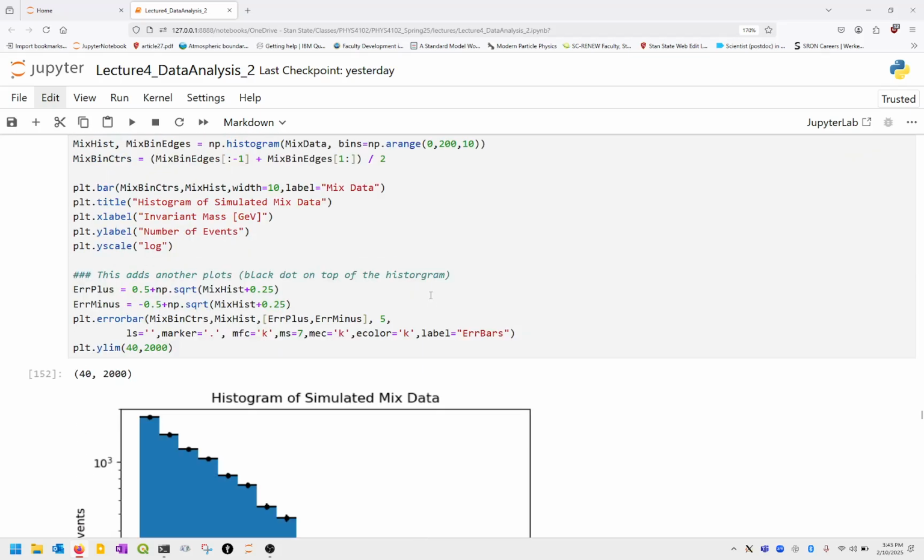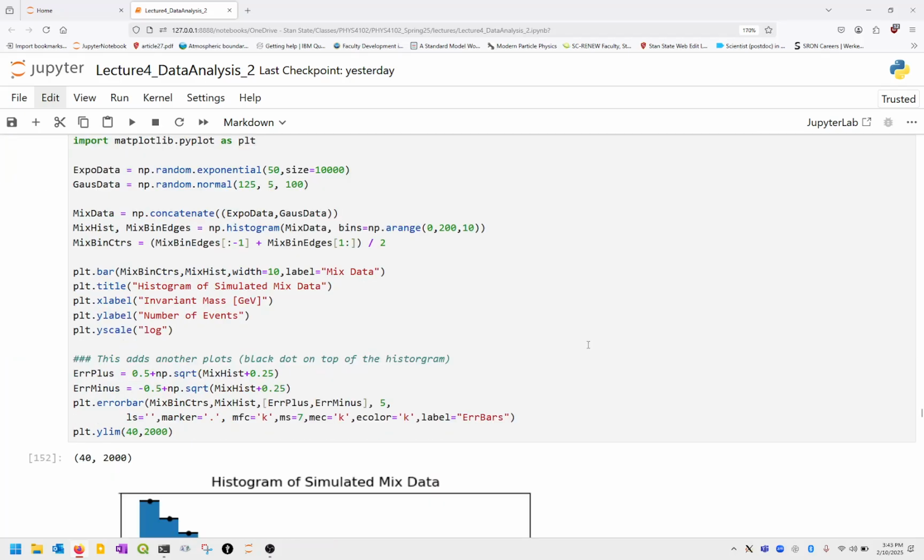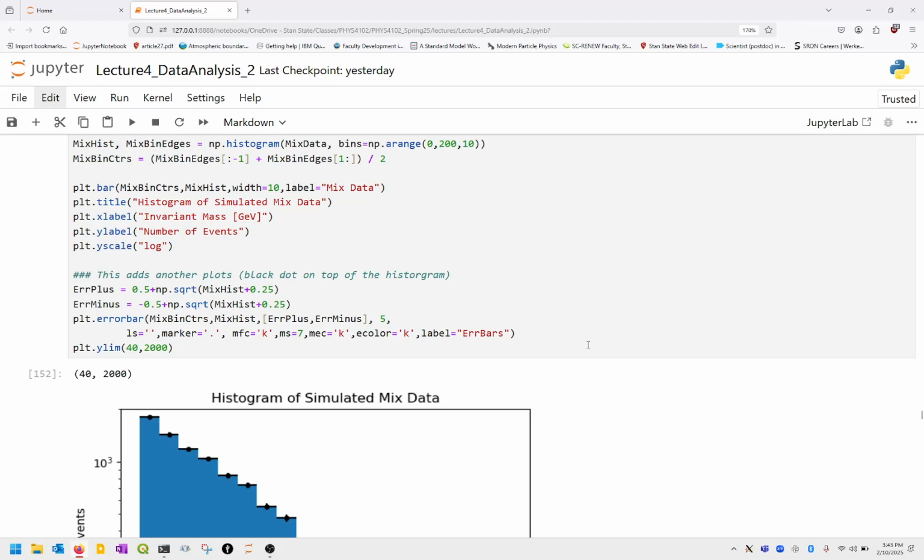It's 2 lines instead of 1 line, so you can do that calculation. The error plus is just coded in as 0.5 plus the square root of whatever the histogram value is plus 0.25. Because that's what we want up here: whatever the histogram value is, you add that 0.25 to it, square root the whole thing, and add half to it. Similarly for error minus, the only thing that should change is this minus sign, so you should see that.